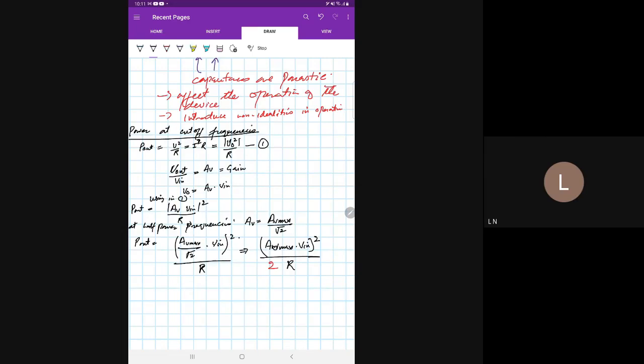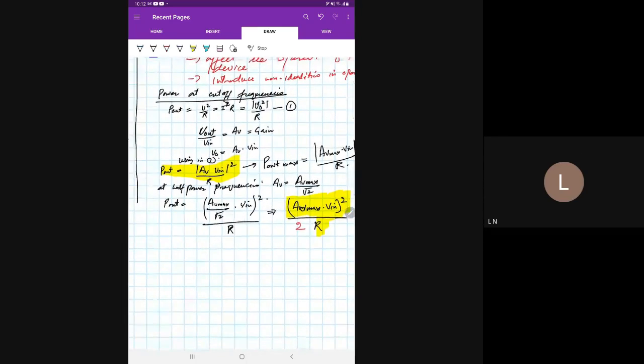Now see, what is this portion? AV max into V input whole square divided by R. This is P output, or we can say this is maximum P output, because this is actually equal to AV max into V input whole square divided by R.